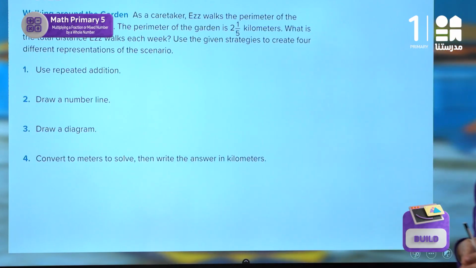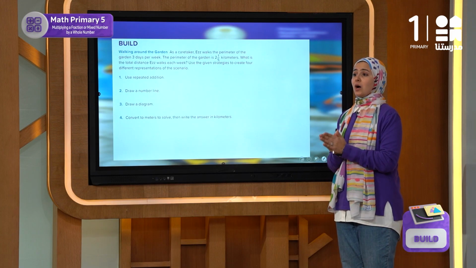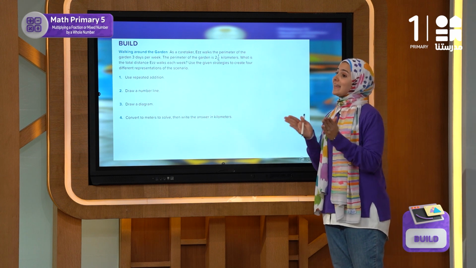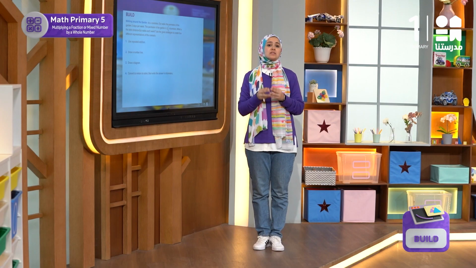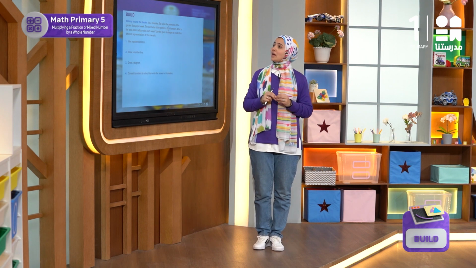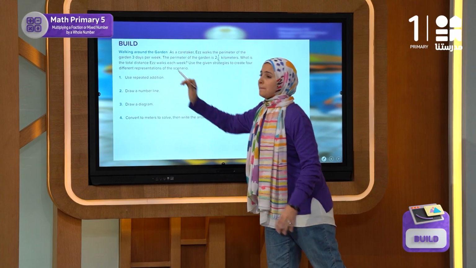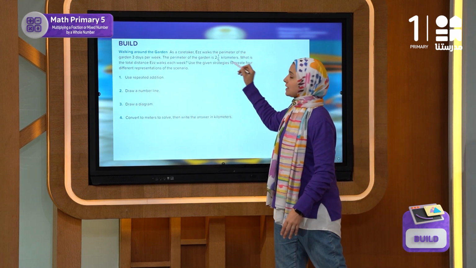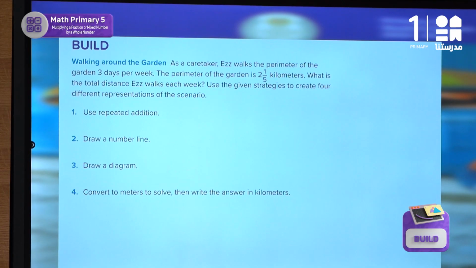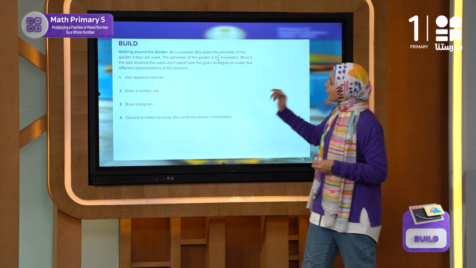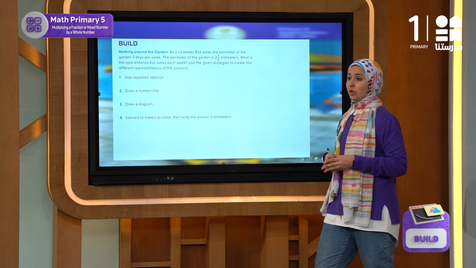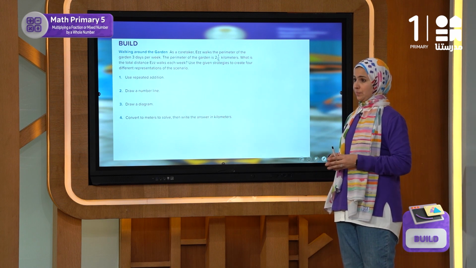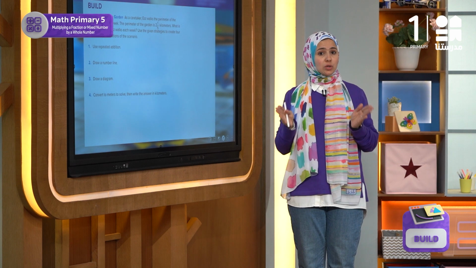Walking around the garden. This activity talks about the garden caretaker Aziz, who walks the perimeter of the garden 3 days per week. The perimeter of the garden is 2 1/5 kilometers. We want to calculate the total distance that Aziz walks each week using 4 different representations or strategies for the given scenario. The first method we will use is repeated addition.